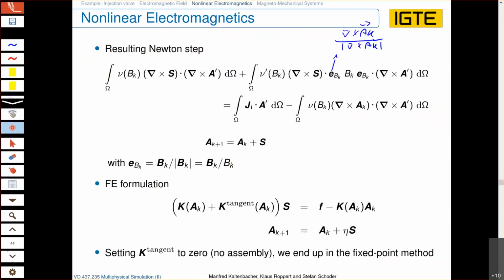And I have put everything to the right hand side, what we already know. So what is left are these two terms. So you see, once we have here a term that includes the curl of S we want to compute with our reluctivity depending on BK. And once a term which is a little bit more complicated and where we have included here the derivative of our nonlinear reluctivity function with respect to the magnetic flux density B.